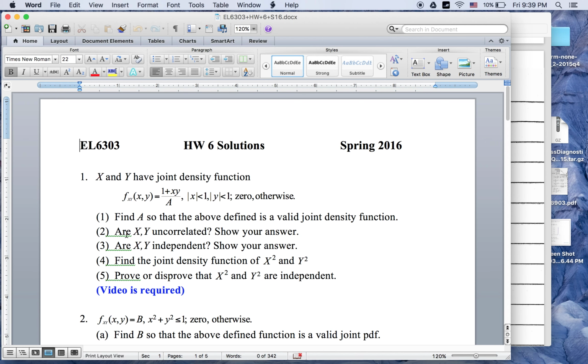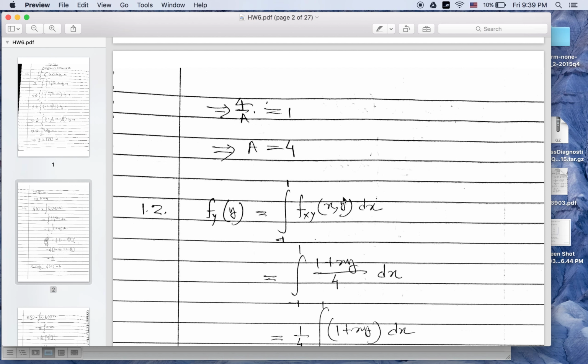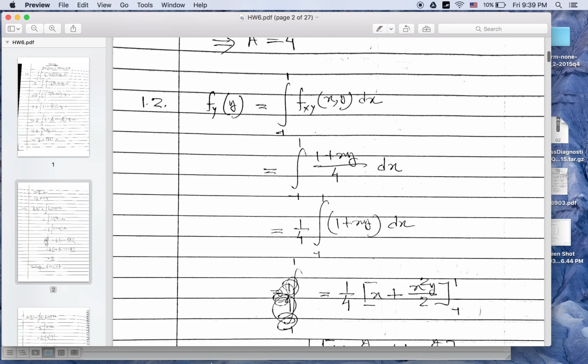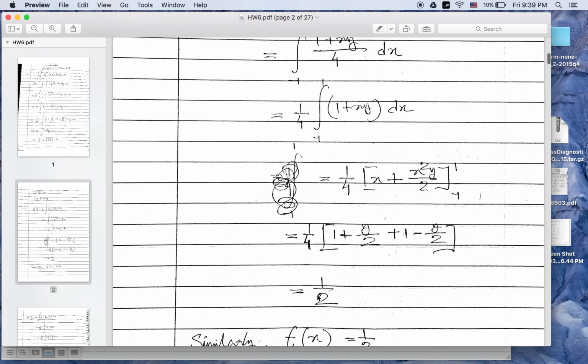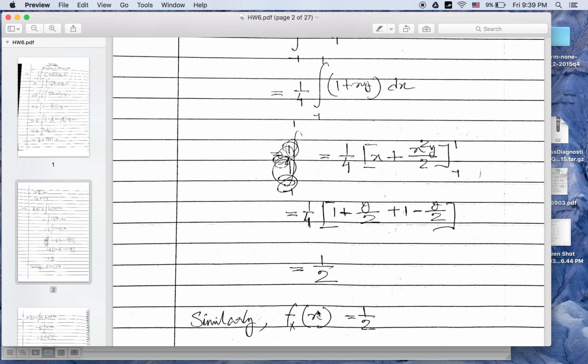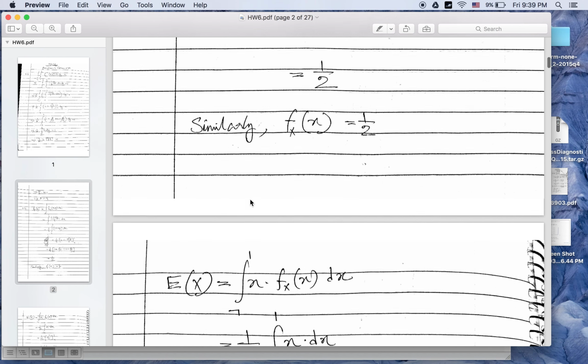Now let's look at question 2. Part 2 was to find out if x and y are uncorrelated. So what do we do? First we find the density of y. Again we take the limits from -1 to 1 and integrate over f of xy, and find that the probability density function for y is nothing but half. So that is a uniform distribution. Similarly, the probability density function for x would also be half. So both x and y follow a uniform distribution.